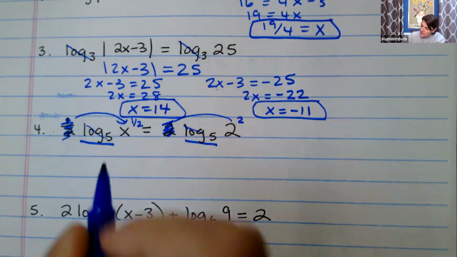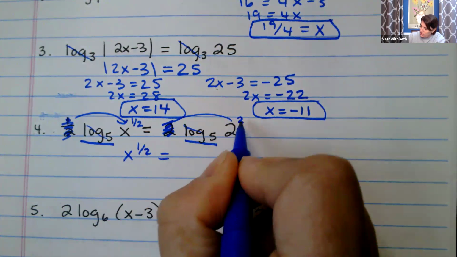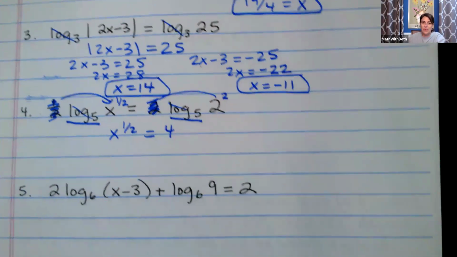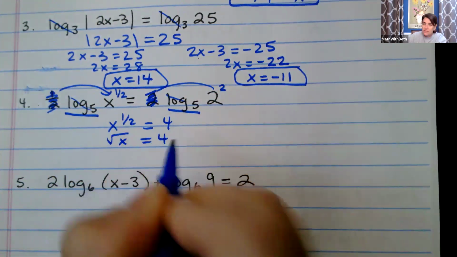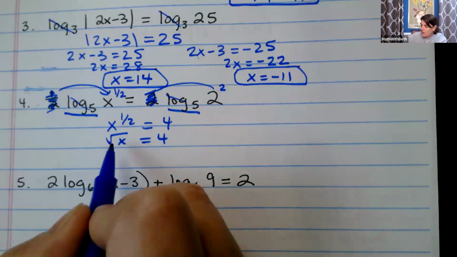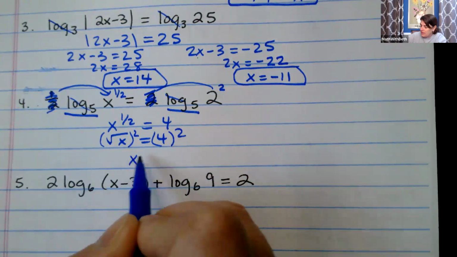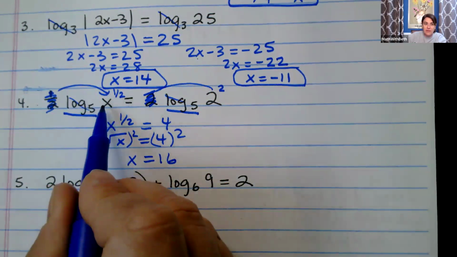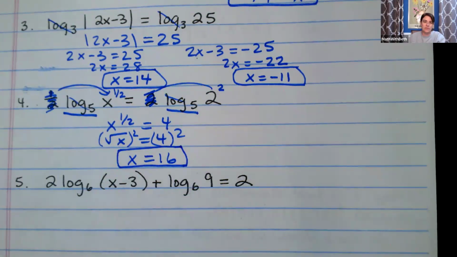So I can ignore the logs and say x to the 1/2 would equal 2 to the second, which is 4. Keep in mind that x to the 1/2 really means the square root of x. So to get rid of that square root, I would need to square, and x would be 16. Check. If you plugged it in, would that be okay? Yes, because that wouldn't make anything negative or 0.